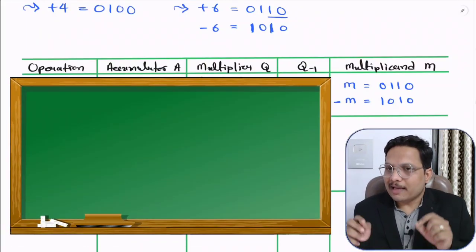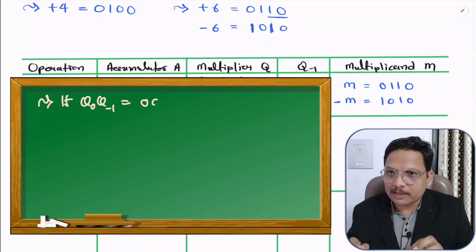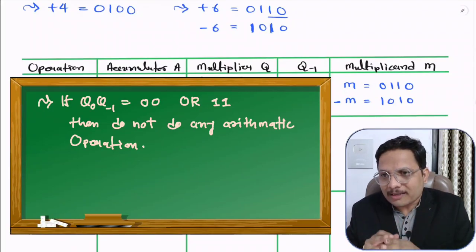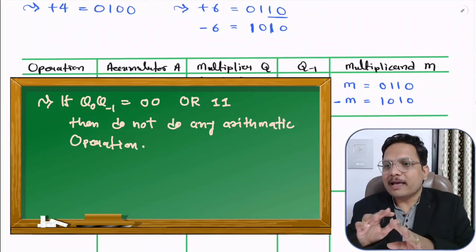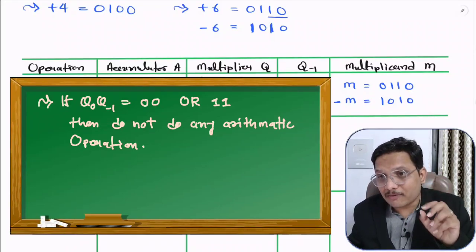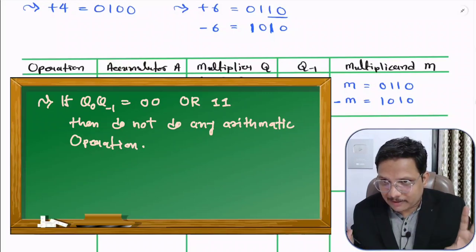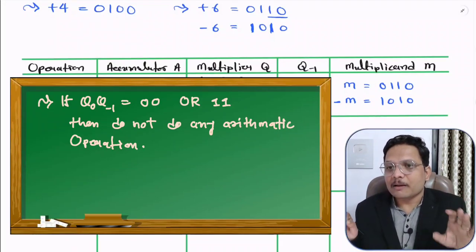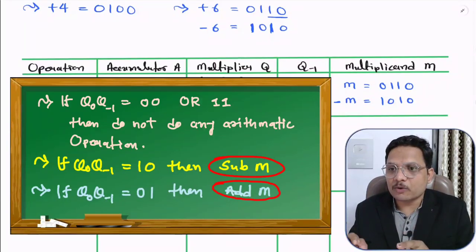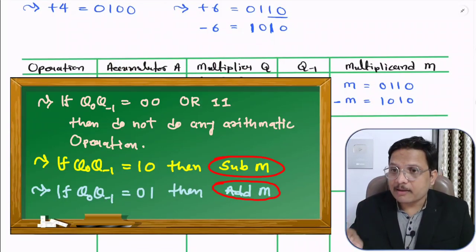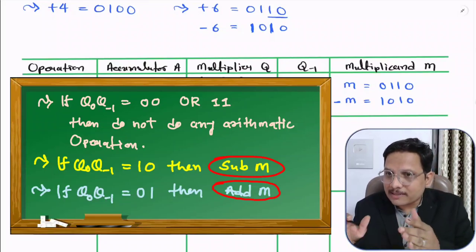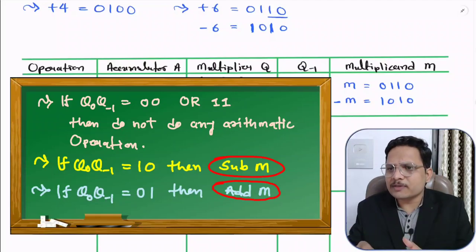Now remember this. If Q0 and Q minus 1 are 0, 0 or 1, 1, you do not need to perform addition or subtraction. Don't do anything like addition or subtraction. But if Q0, Q minus 1 is 1, 0, then you have to perform subtract M. If it is 0, 1, then you have to perform add M. I'll show you in steps. It will get very clear once you see this video till last.